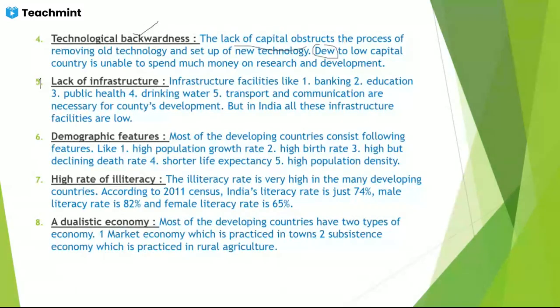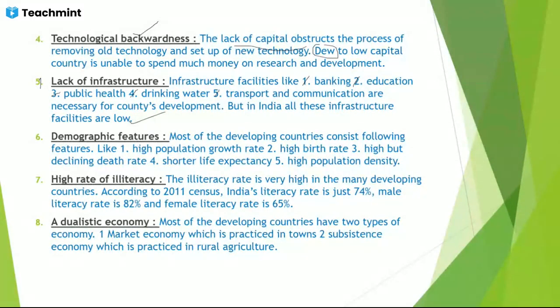Infrastructure facilities are very important for one country's development, especially industrial sector development. Infrastructure facilities like banking, education system, public health, drinking water, transport and communication facilities are necessary for a country's development, but in India all these infrastructure facilities are low. That's why the country is not developing. So having less infrastructure facilities is one of the characteristics of developing countries.